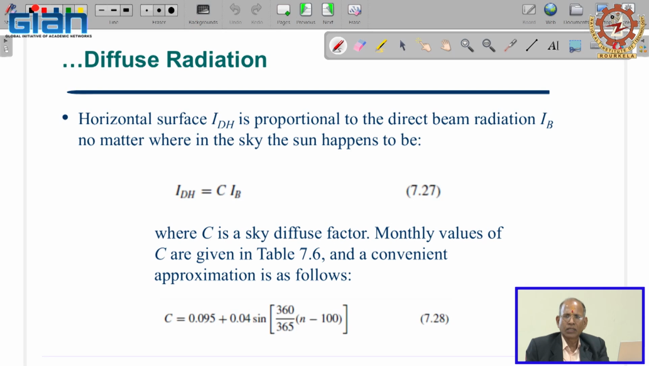IDH: I stands for insolation, D stands for diffuse, H stands for the horizontal surface. So that will be C into IB. IB is the beam, C is the sky diffuse factor. The monthly values of C are given in the next table. You can also calculate the value of C from equation 7.28, and then you substitute that value of C and you can get the diffuse on the horizontal surface.